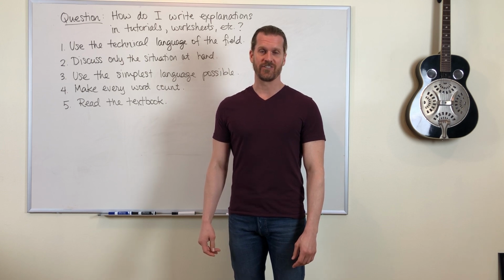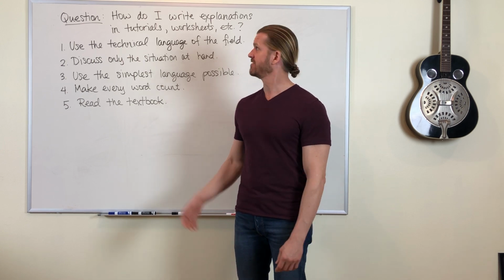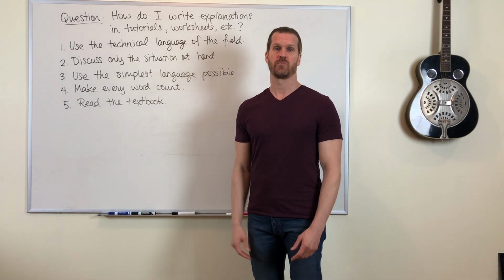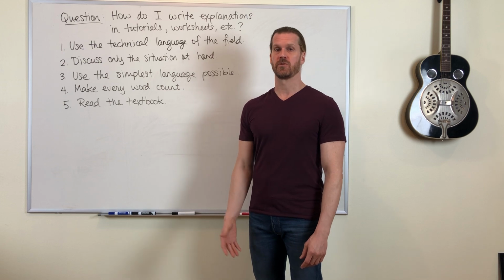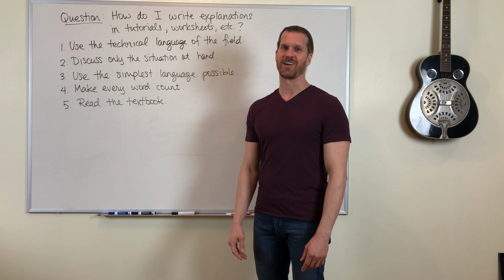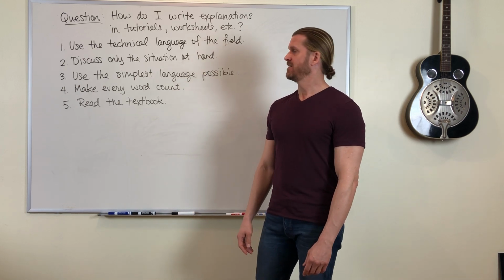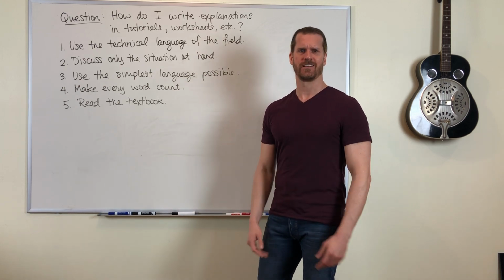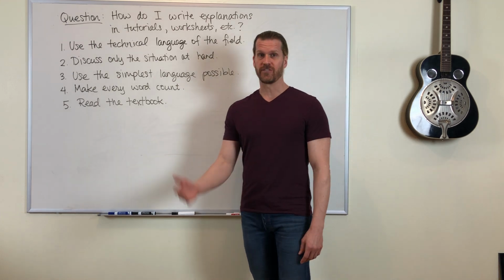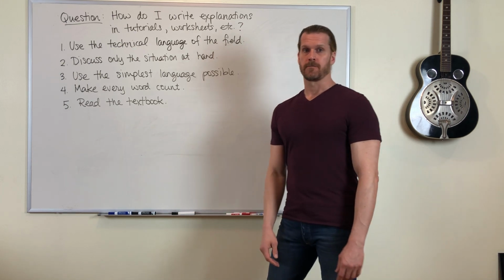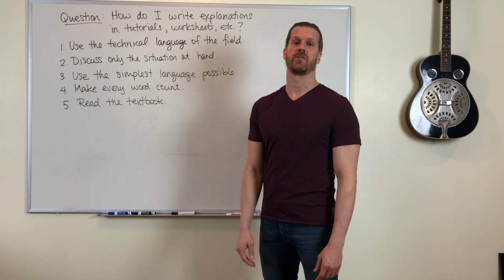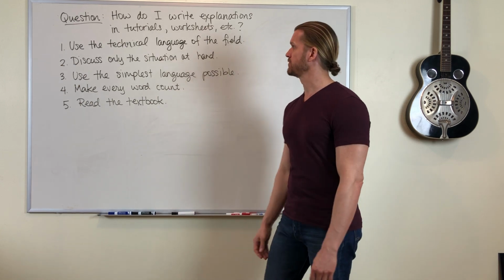In the Unit 5 discussion, Saman asked the question, how do I write explanations, like in those tutorial problems I'm giving you guys, or maybe writing an explanation on a worksheet, or an explanation on a midterm or final exam, which you'll have to do. How do you write in words an explanation of a physics problem? When you're learning physics, this is hard to do. So I have 5 tips I just came up with to help you with explaining in words.